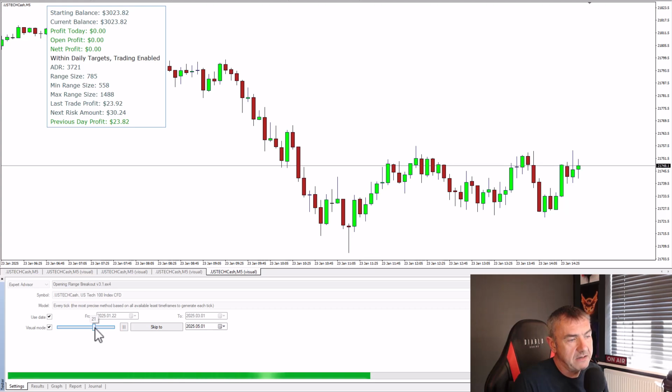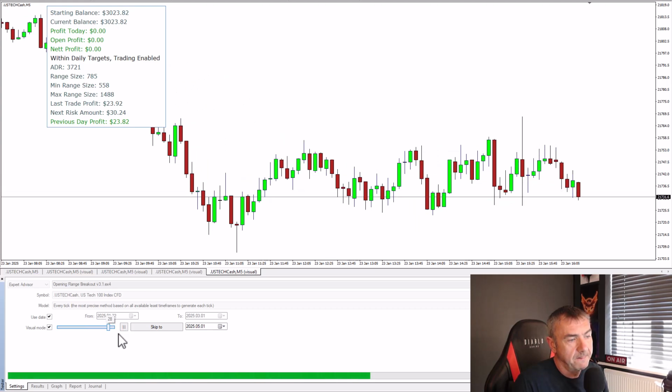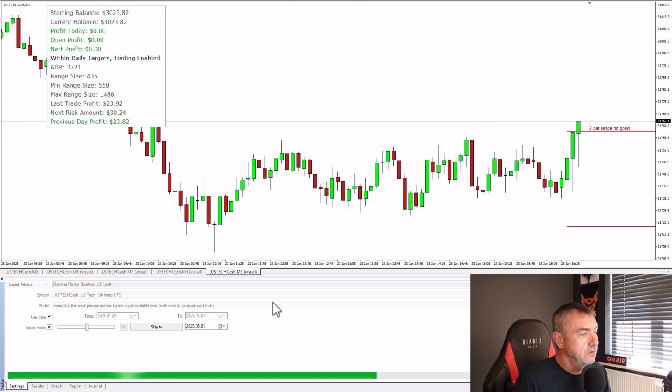So we're getting to the time now. There's our open. So you can see here, we've got a 2-bar range, which is no good. So there's your first 5-minute candlestick at the open. That range was too small to trade. So it's now measured the 10-minute open, which is the first candle and the second candle combined. And as you can see, that is currently sitting at 435. The minimum we need is 558, which is 15% of the average daily range in this case.